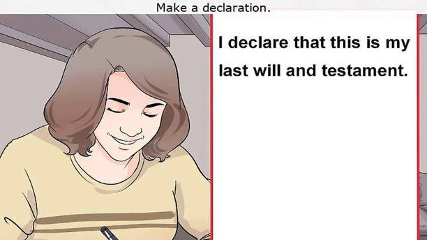Step 3. Make a declaration. Introduce the document as your last will and testament as the first sentence of your will. In the full declaration that follows, you need to state clearly that you are of sound mental health and of contractual capacity, and that this will expresses your last wishes. Without this important step, it could be argued that your will is not legally viable. Use this statement: I declare that this is my last will and testament.